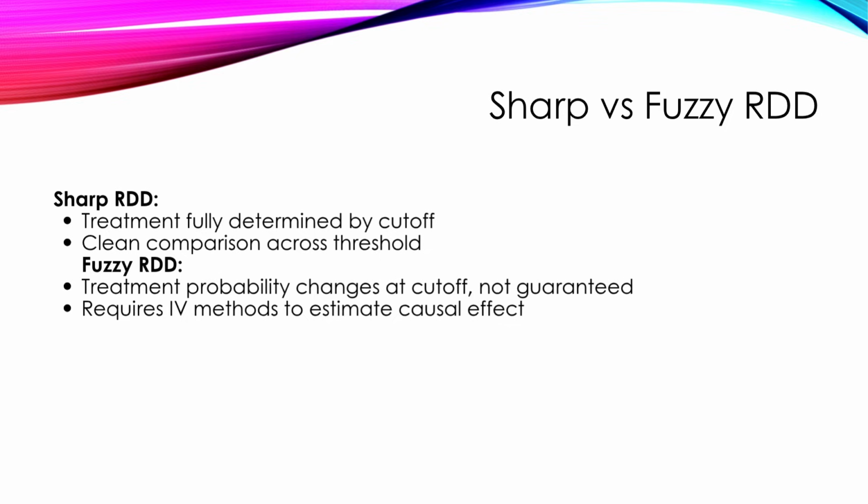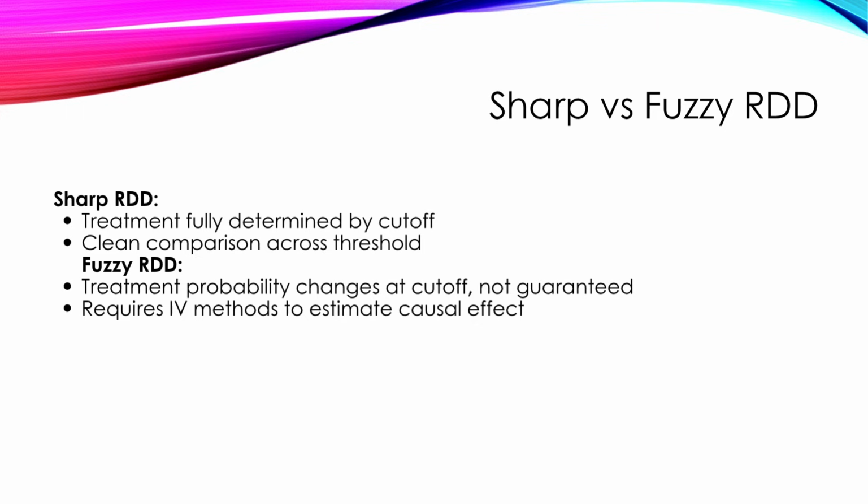And so the implication here is that a simple comparison of average outcomes across the cutoff is biased because the groups aren't pure. The fuzzy RDD requires more complex statistical methods like instrumental variables to isolate the effect of the treatment itself from the mere probability of assignment. But the identifying assumption for both sharp and fuzzy RDD is that individuals immediately on either side of the eligibility threshold are comparable. This allows the discontinuity in the probability of treatment, which is sharp in one case and fuzzy in the other, to be used to identify the causal effect of the treatment.